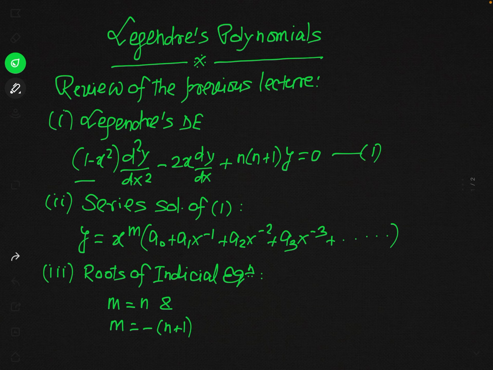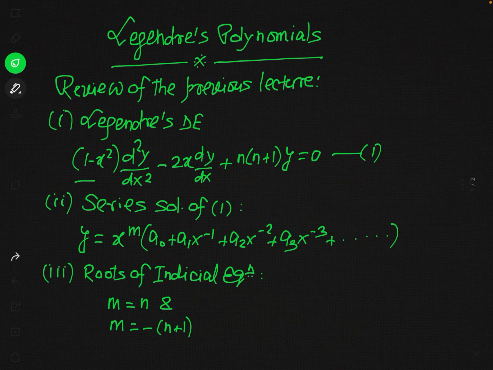It is (1 minus x square) d2y by dx square minus 2x dy by dx plus n into (n plus 1) into y equal to 0. This is Legendre's equation. You have seen it already in the previous lecture.